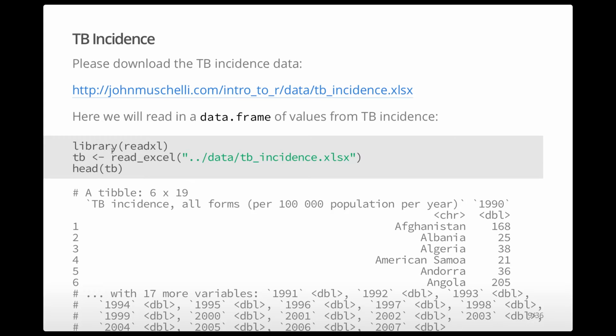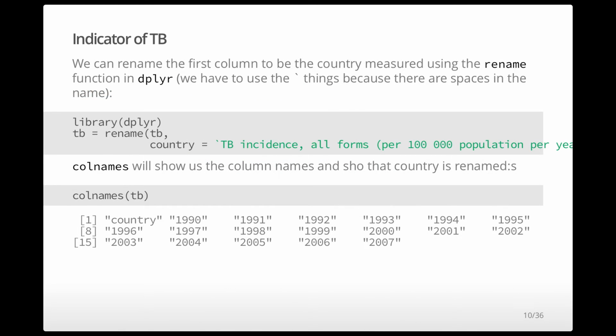Can't have spaces is not the right way to describe it. It can have spaces, but they aren't referenced the same way. You have to use these backticks if it starts with a number or it has spaces in it. Generally what we're going to do is take this and rename the columns so that it's not something with these backticks and spaces.